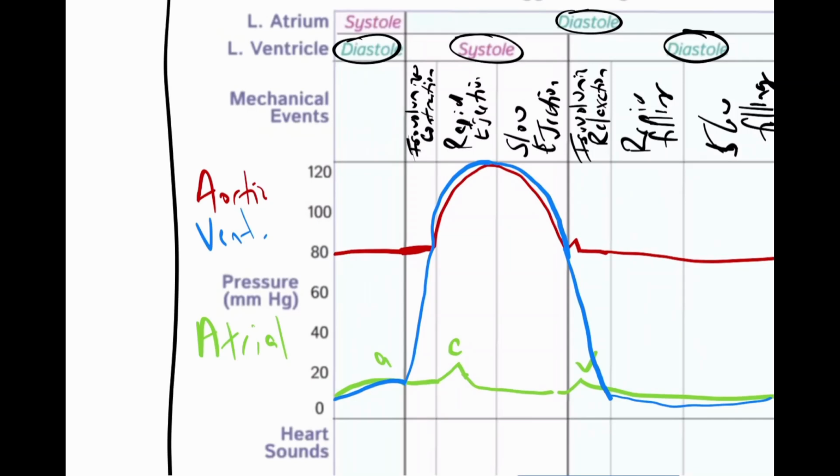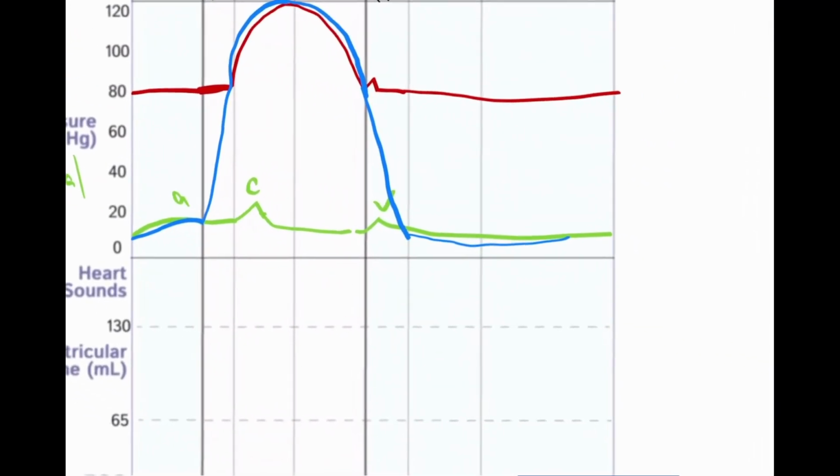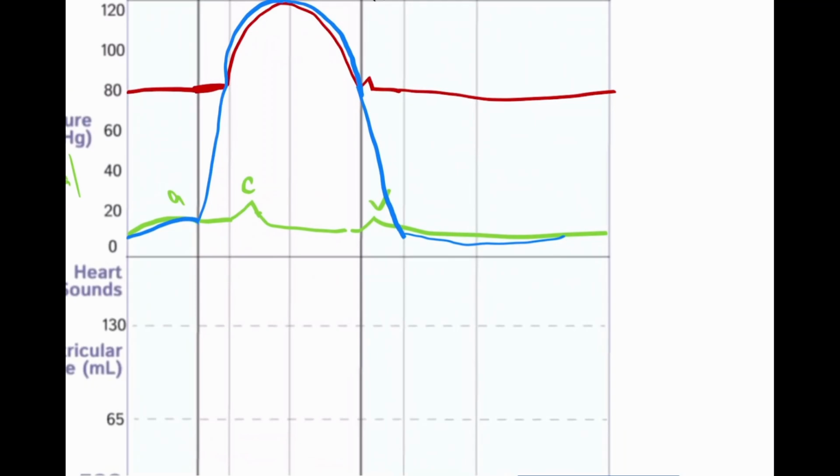This is just dealing with the pressure changes. So think about what the pressure changes is just opening doors. We have to be higher than a door to open it. We have to be lower than a door to close it. That is what's going on with the pressure. The heart sounds that you hear.